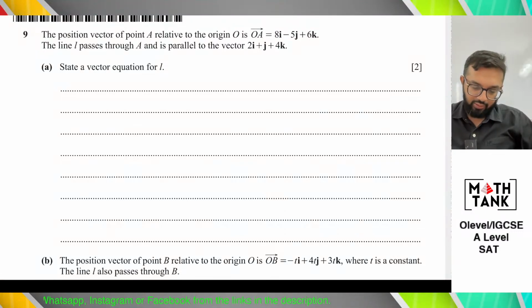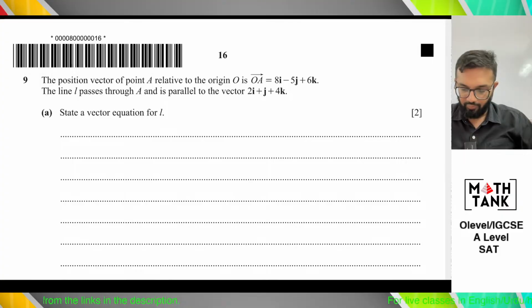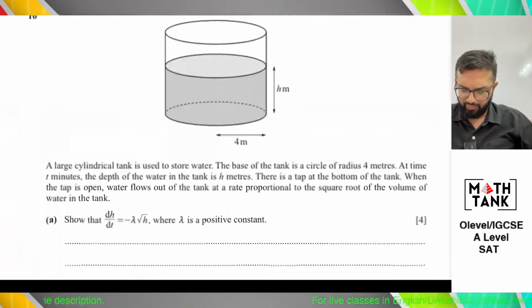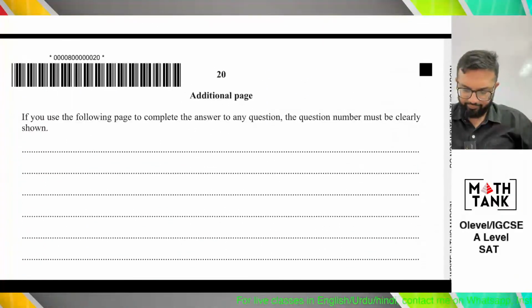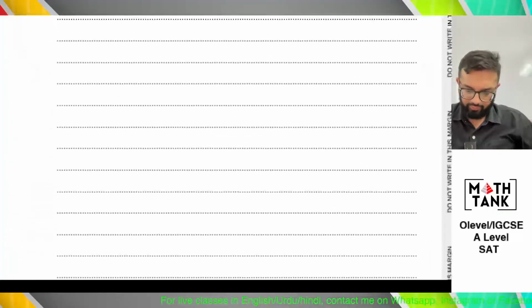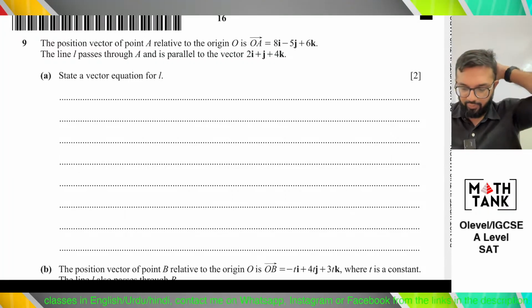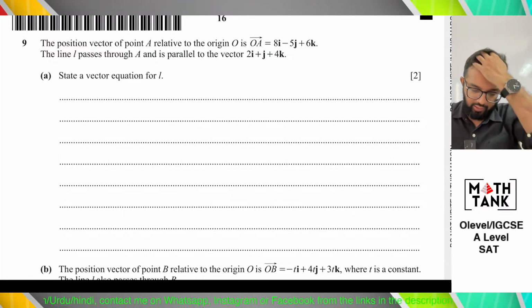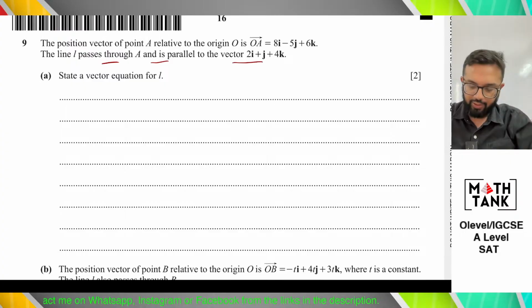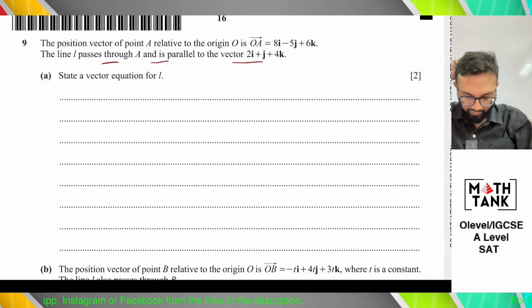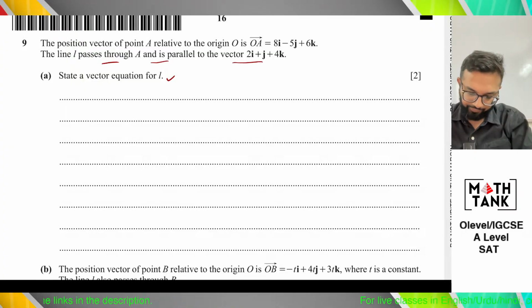Question number 9, the position vector of point A relative to the origin. How many questions are there on this paper? 10. There are 2 more questions to go. We are running out of time. The position vector of point A relative to the origin O is this. The line L passes through A and is parallel to 2i plus j plus 4k. State a vector equation for L.